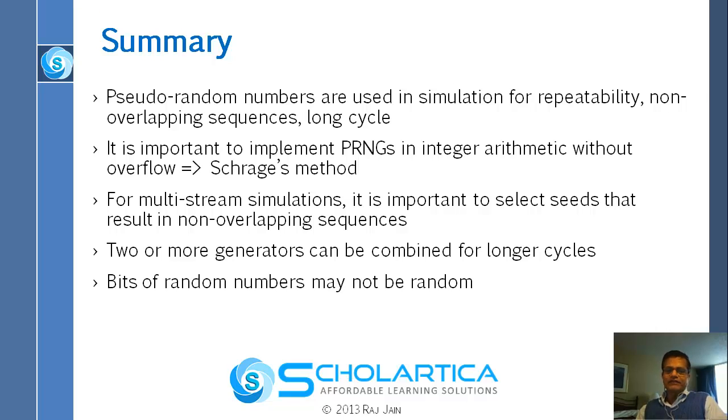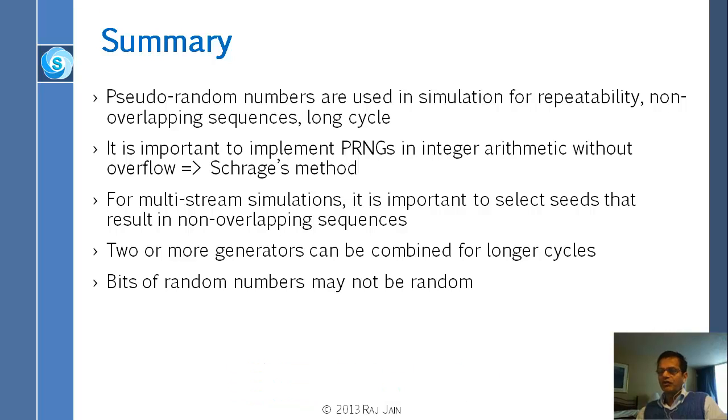And then second thing, it is very important to implement most of these with integer arithmetic. You cannot have any overflows. You cannot have any mistakes in the calculation. For multi-stream simulation, another thing you learned is that every simulation requires multiple seeds, and don't generate the seeds from the seeds. Get numbers from the table. Then 2 or more generators can be combined for longer cycles, and the bits may not be random. But the numbers are random, the bits may not be random. Those are the 5 things to remember. All right.